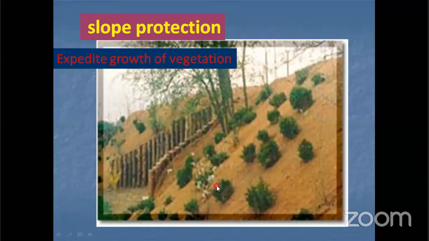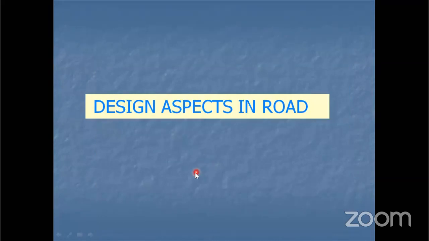Now, for the slope protection, as you can see, once the geotextile is laid, we will put seedlings. As I said earlier, this coir geotextile is very useful in keeping the seedlings in position, and it also enhances the growth of the seeds and expedites the growth of the vegetation along the slopes. So finally we can have a very green surface. So these things are in general.